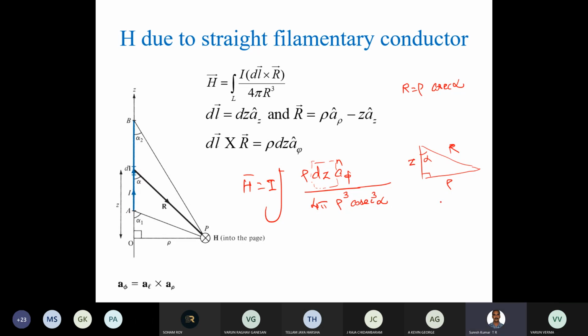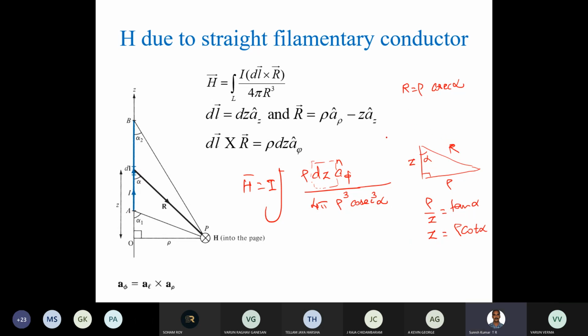Okay. So maybe you can use cos or tan. You can go, right, because it involves z. Now let me use this tan alpha. So tan alpha is rho over z. I can say z equal to rho into rho by tan alpha. So 1 over tan alpha will be cot alpha. So z equal to rho cot alpha.